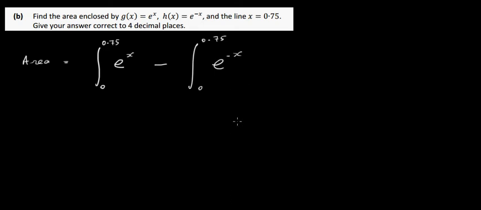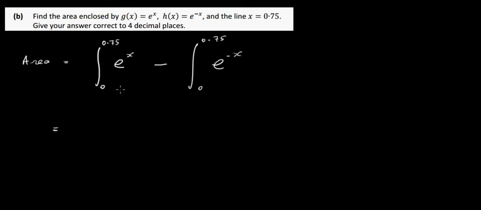Okay, so let's write out what exactly we're going to do first. We're going to find the area enclosed, and that's going to be the integral of e to the power of x between 0 and 0.75, and then we're going to subtract the integral between 0 and 0.75 as well of e to the power of minus x. So this should give us the area that we're looking for. So let's work this out.